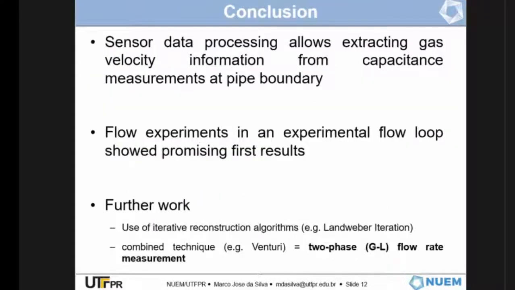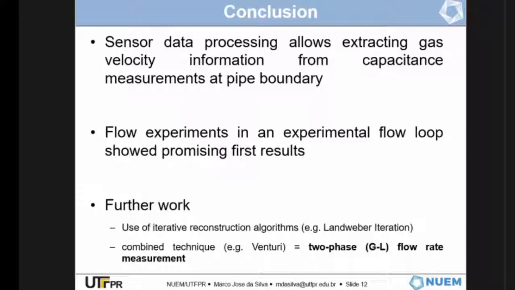Okay, I know I'm competing with lunch, therefore I will finish. So I think I've shown you that using sensor data processing, we can extract more information than the information we have beforehand. And doing basically peripheral measurements, we can still have some information on the flow velocities based on this tomography principle. The results give me some confidence to continue doing this.